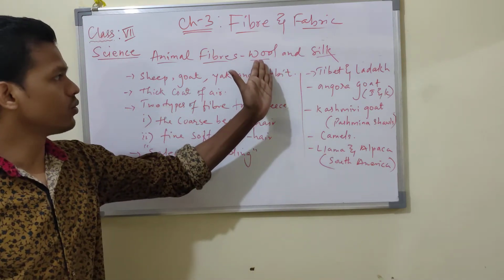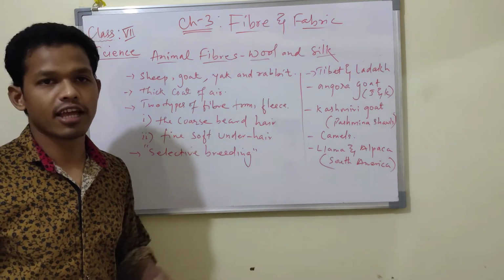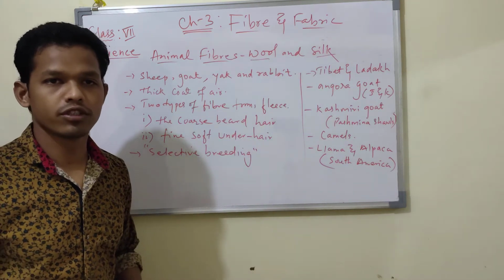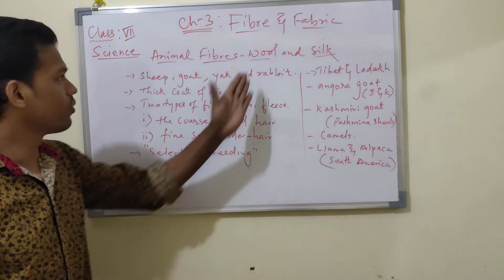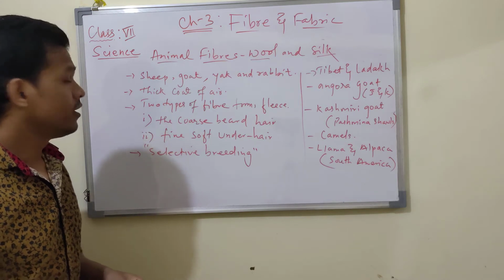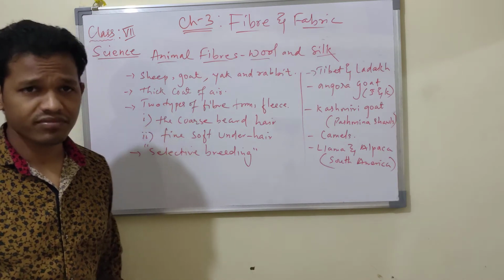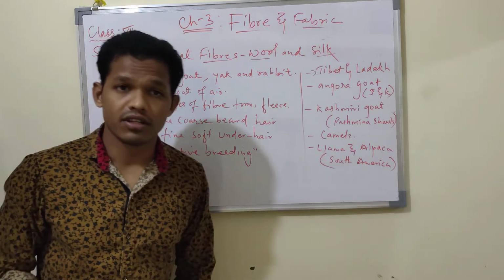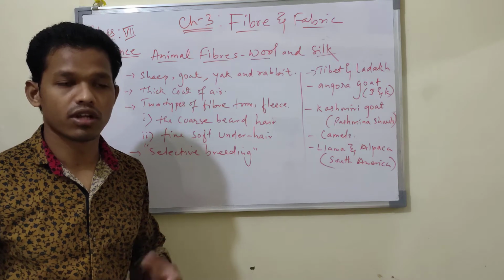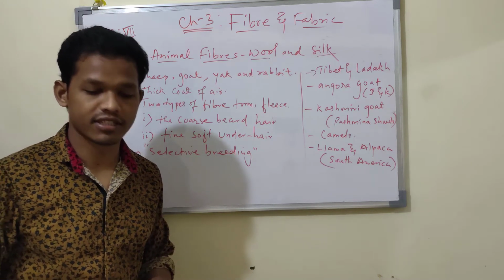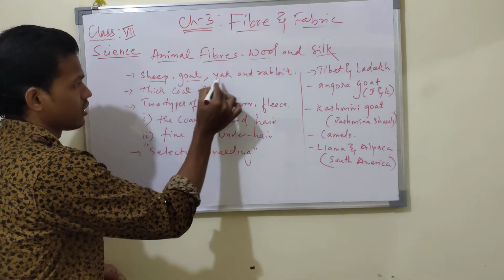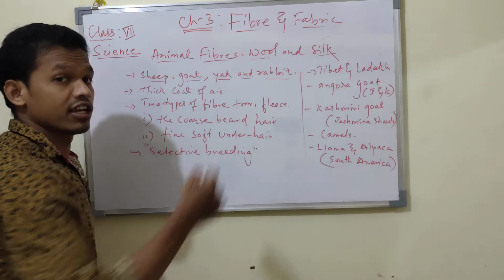Wool we get from several animals, and silk we get from the cocoon of the silk moth. Today we'll study wool: from where we get it and what its characteristics are. As you all know, wool is in fact the hair which grows over the skin of several animals, such as goat, sheep, yak, rabbit, and other animals too.